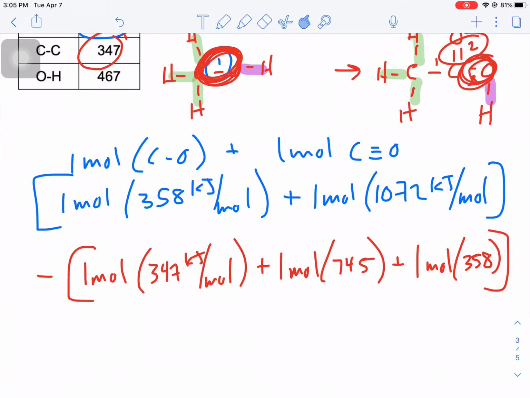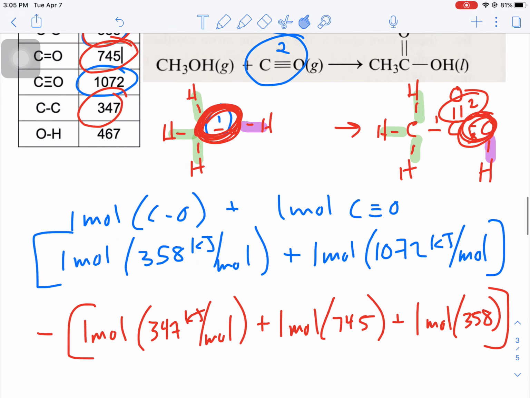So if you guys wanted to go ahead and do the math, you can do that. All the numbers in blue represent the bonds that are broken. We broke the carbon-oxygen single bond in methanol, and we broke the carbon-oxygen triple bond in CO. And then we made a couple of bonds. We made 1 mole of carbon-carbon single bonds, 1 mole of carbon-oxygen double bonds, and 1 mole of carbon-oxygen single bonds. So if you want to do the math, it should lead you to the right answer. Just realize, guys, the moles are all canceling out in the end. I know I didn't show all my units there, but the kilojoules are going to remain and the moles are going to cancel out.